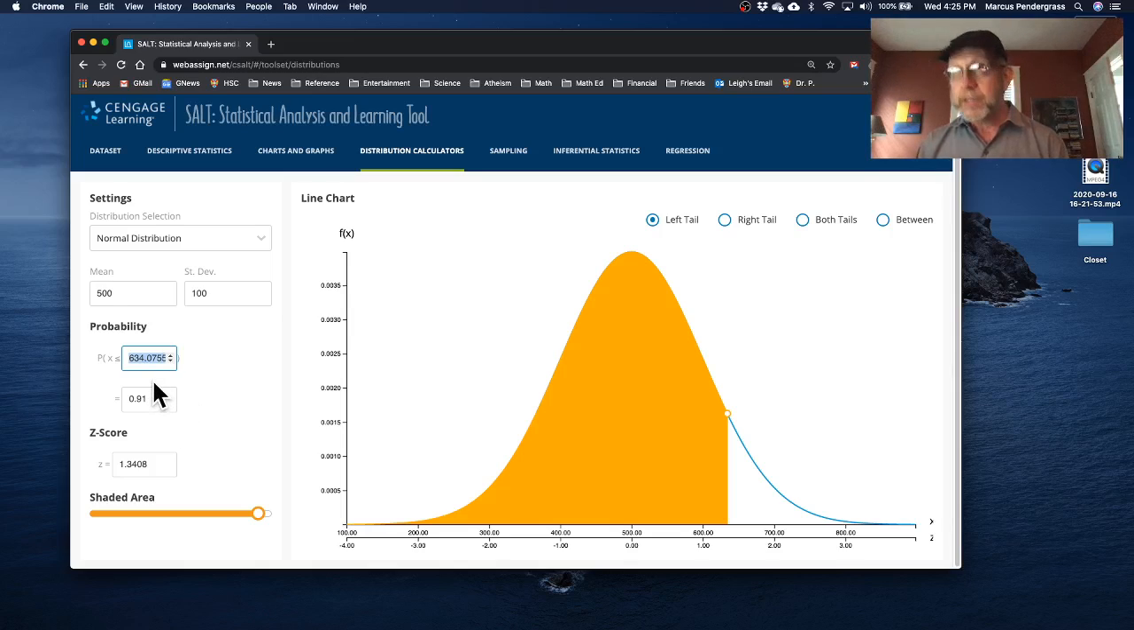So that's where the 634.0755 comes from, and I rounded that in the slides to 634.08. So it's a straightforward matter in SALT to compute percentiles.